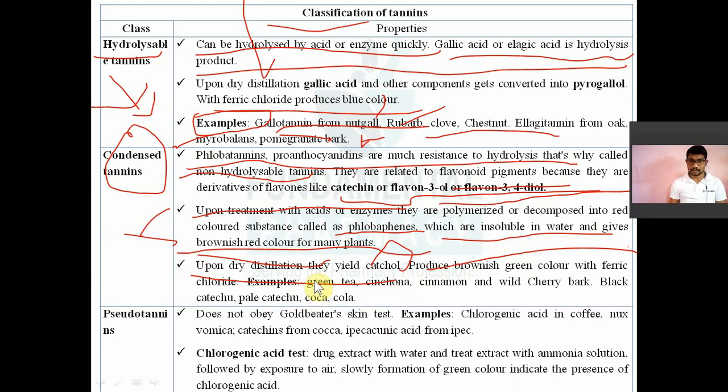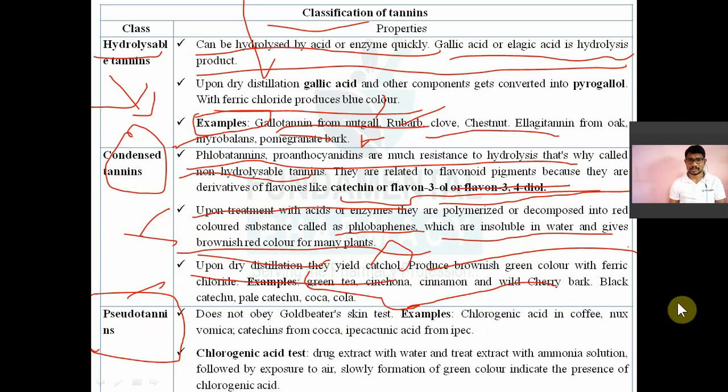Examples of condensed tannin: green tea, cinchona, cinnamon bark, wild cherry bark, black catechu, pale catechu, coca, and cola. In these plants, they will have condensed tannin. Next one is the pseudotannins. Another class is pseudotannins. So, what are pseudotannins?